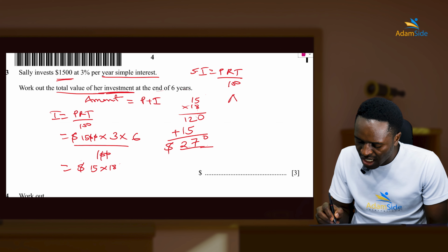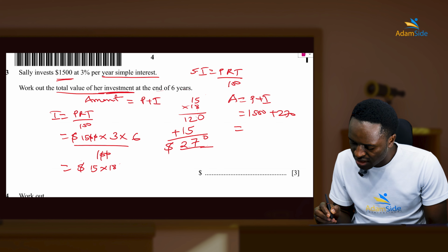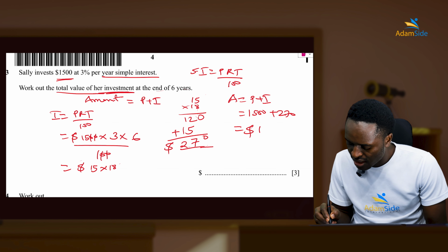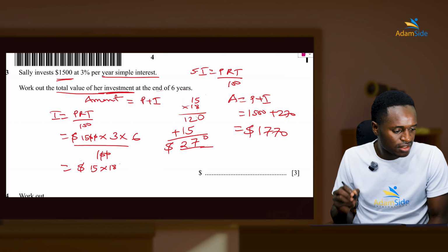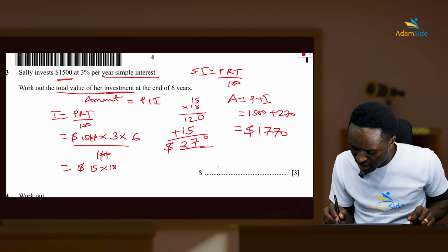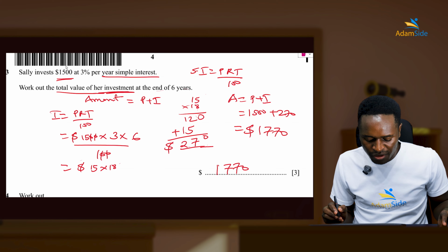Therefore, we say amount is equal to principal plus interest. The principal is $1,500 plus 270. You end up getting our answer as $1,770. That is the answer.